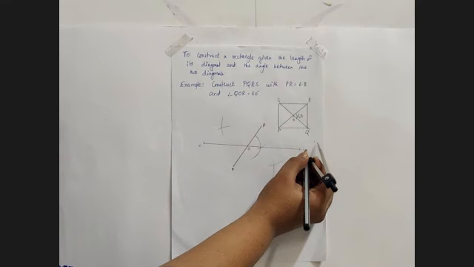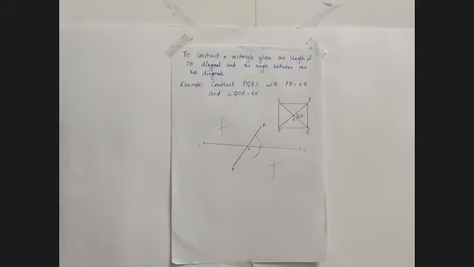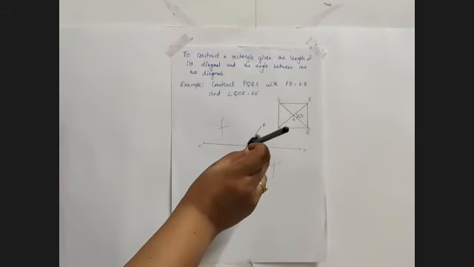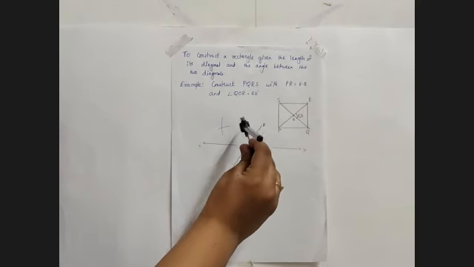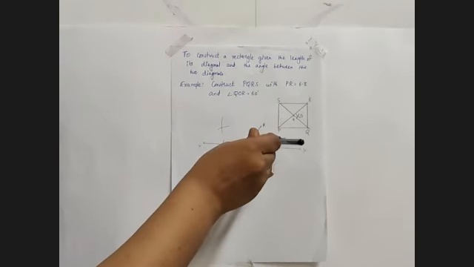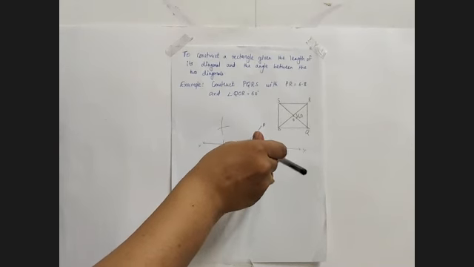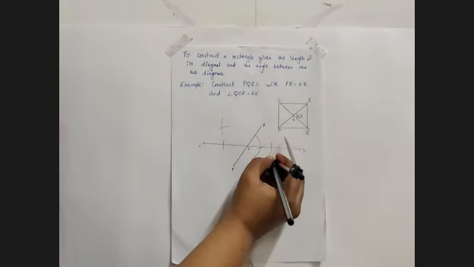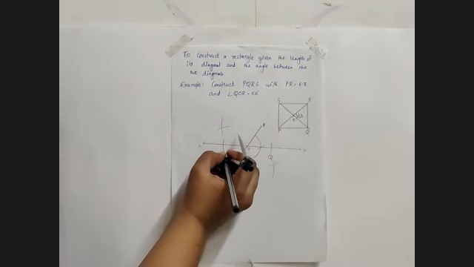Right? Now what we have to do? We know that the diagonals bisect each other and they are equal. So we will measure OP and we will take O as the radius and put one arc over here and one arc over here. And we will have the other two vertex. So this will be Q and this will be S.